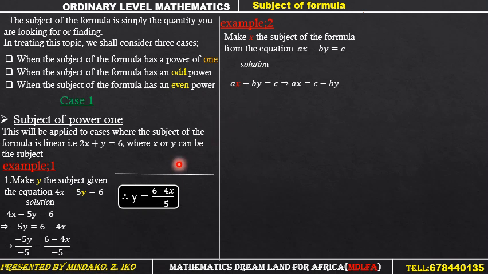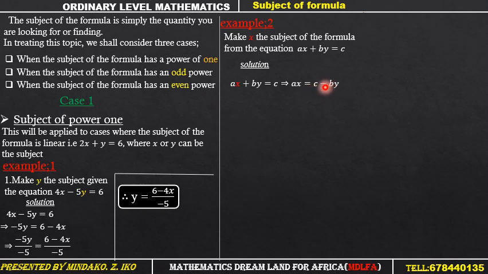This is a similar case we did earlier. This is also a linear equation, because we are still under case 1, where the subject is of power 1. Now, since we are interested in the x term, we are going to send the y term to the other side of the equation. That is why we have ax equals c minus by.